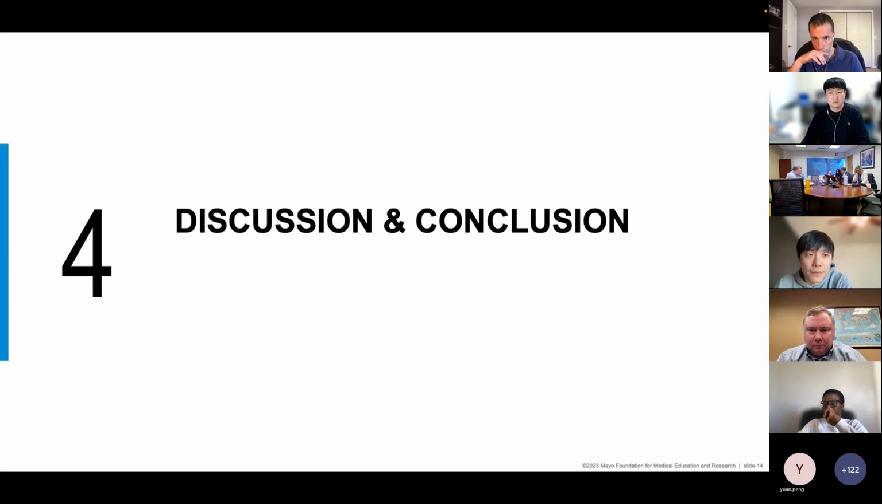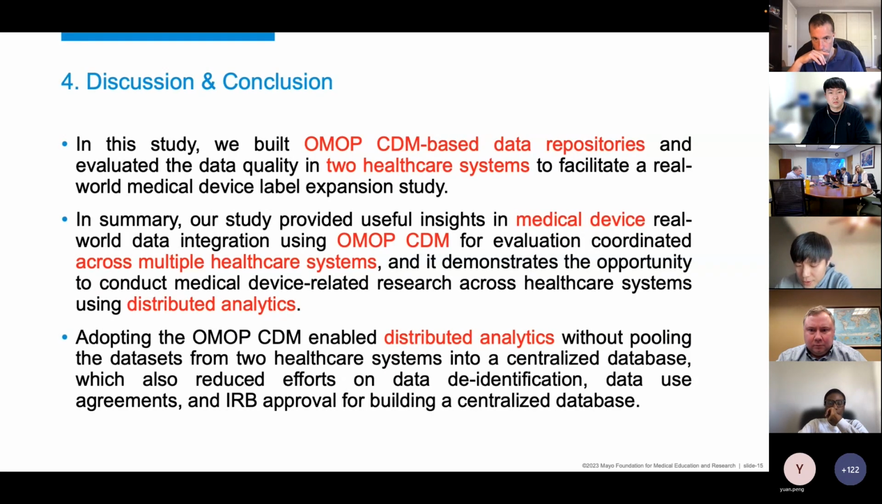Discussion and conclusion. In this study, we built OMOP CDM-based data repositories and evaluated the data quality in two healthcare systems to facilitate a real-world medical device label expansion study. In summary, our study provided useful insights in medical device real-world data integration using OMOP CDM for evaluation coordinated across multiple healthcare systems. And it demonstrates the opportunity to conduct medical device-related research across healthcare systems using distributed analytics.